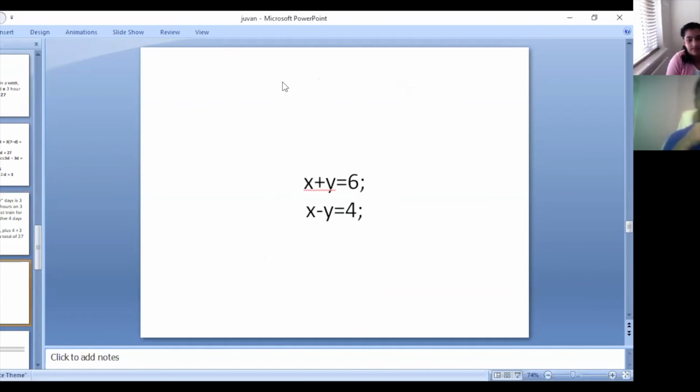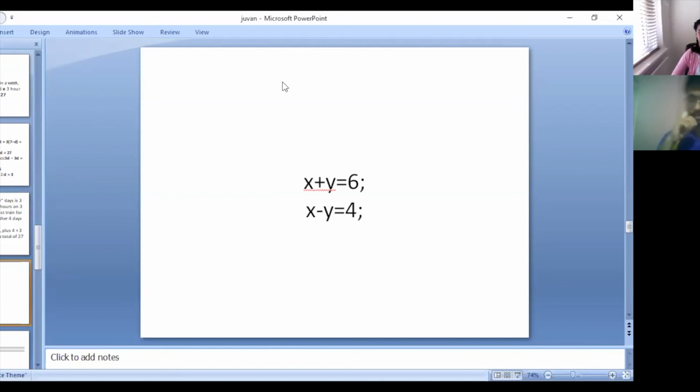Here's a question. Can you solve this graphically? Where do I graph it? You don't actually need a graph paper to do that. You can just draw an X and a Y axis and plot up to 5 numbers. We have two equations, x plus y equals 6 and x minus y equals 4, right?